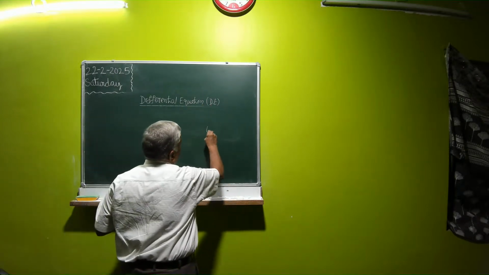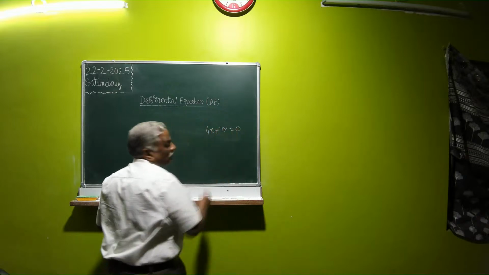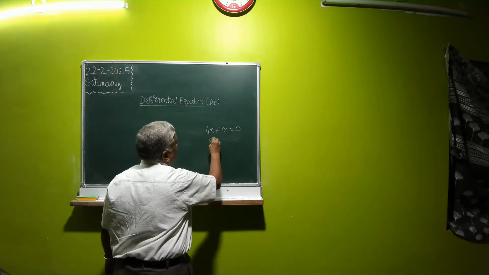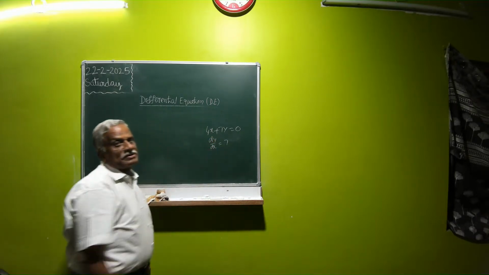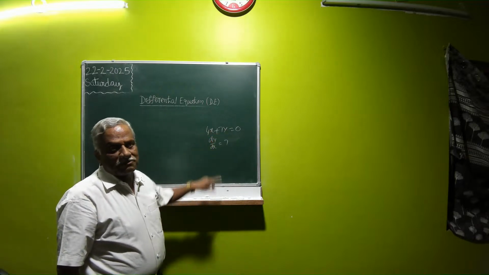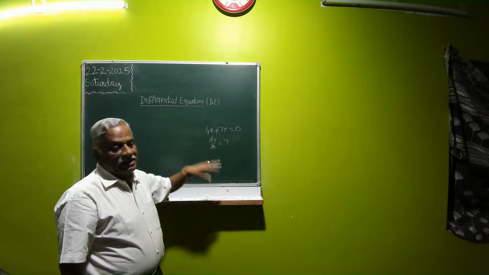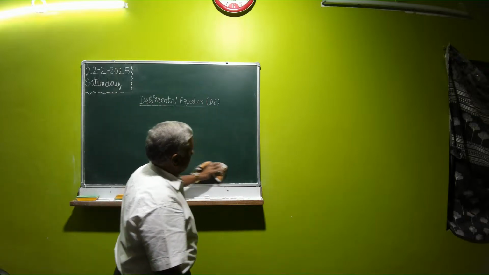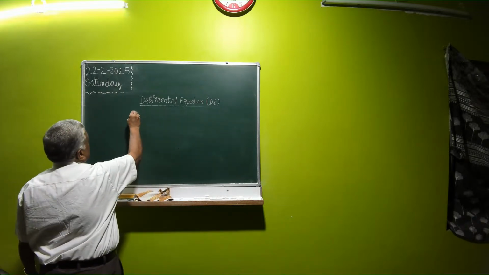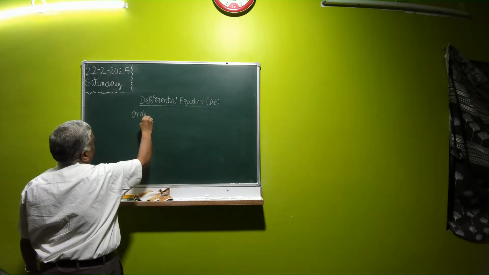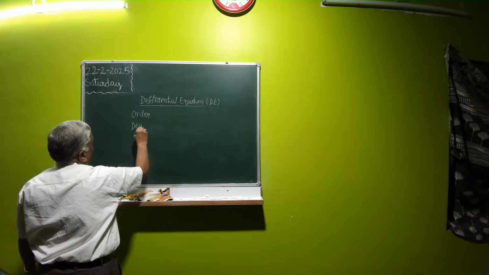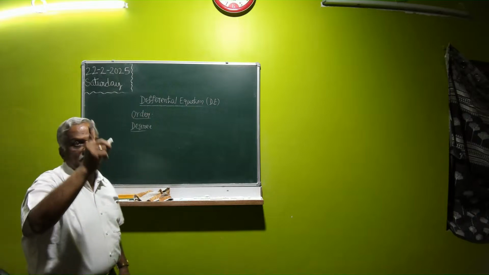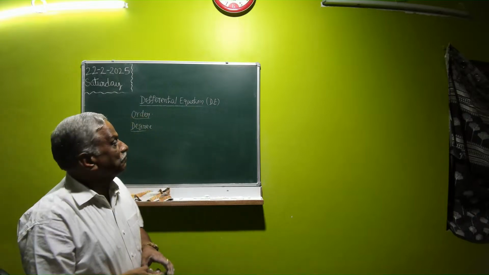If you just write 4x plus 7y is equal to 0, it is not a differential equation because there is no derivative. But if I write dy by dx is equal to 7, it becomes a differential equation. To identify a differential equation, an equation must have a derivative of any order. So here you get one more question asking what the order and degree are. There should not be any confusion.